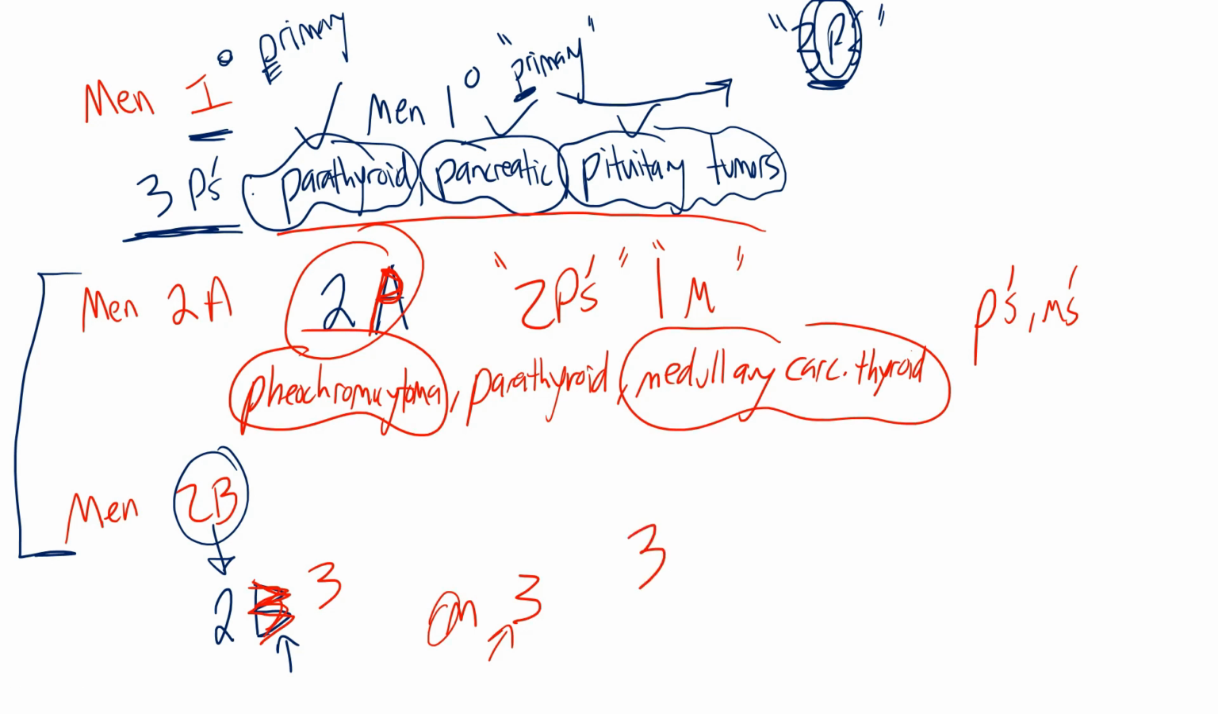So what do we get from that? We get 3M. So there are 3 M's in this condition, then the only other thing has got to be 1P. That's what's left over. So 3 M's and 1P. So what are the 3 M's? The 3 M's is the medullary carcinoma of the thyroid. That's one of them. The next one is marfanoid habitus.